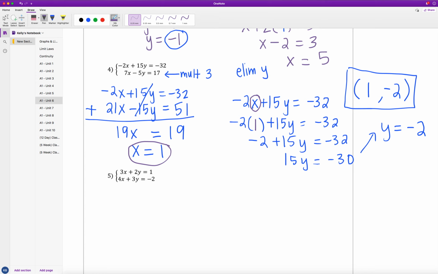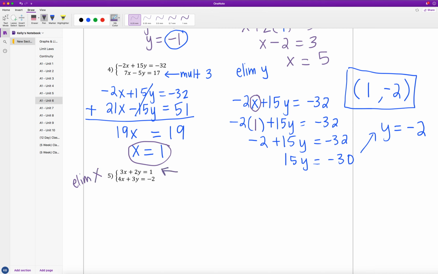It says 3x plus 2y equals 1 and 4x plus 3y equals -2. Is there a variable right off the bat that if I add these together will cancel out? In this case, there's not, so we have to make the choice. Do we want to cancel the x's? Do we want to cancel the y's? I'm going to go ahead and have us cancel the x's, so my goal is now going to be to eliminate the x's, just so we can see some variety.